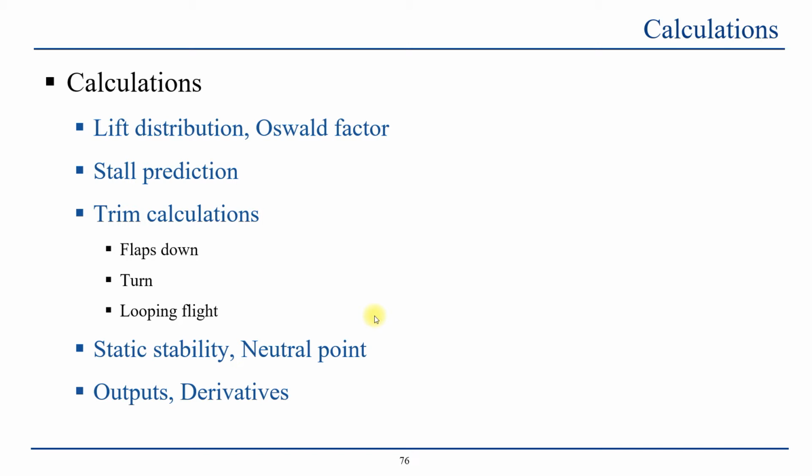We will review the static stability that we discussed earlier in these tutorials and the concept of the neutral point and how we can find that point using AVL and the outputs and derivatives that we can get from the AVL using its analyses tools.